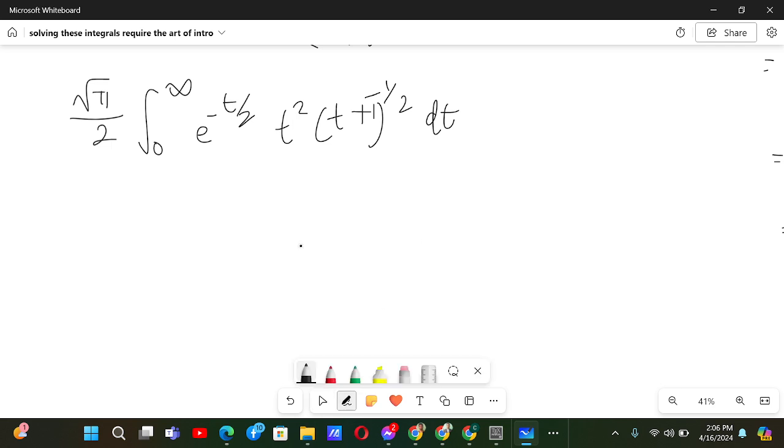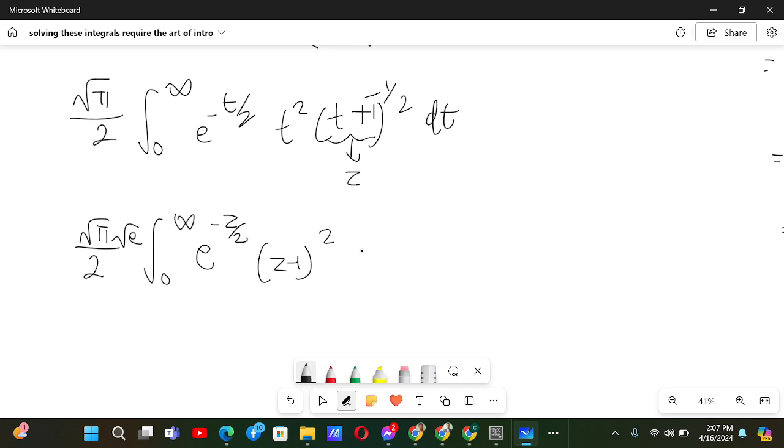Yeah. Now after this, we know that we have to let this as just the g, so we have root pi by 2 integral from 0 to infinity. We get a root e over here, and e to the power minus g by 2, and this is g minus 1 whole square, and g to the power minus 1 by 2, and then dg. So basically we made the substitution g equals to t plus 1.